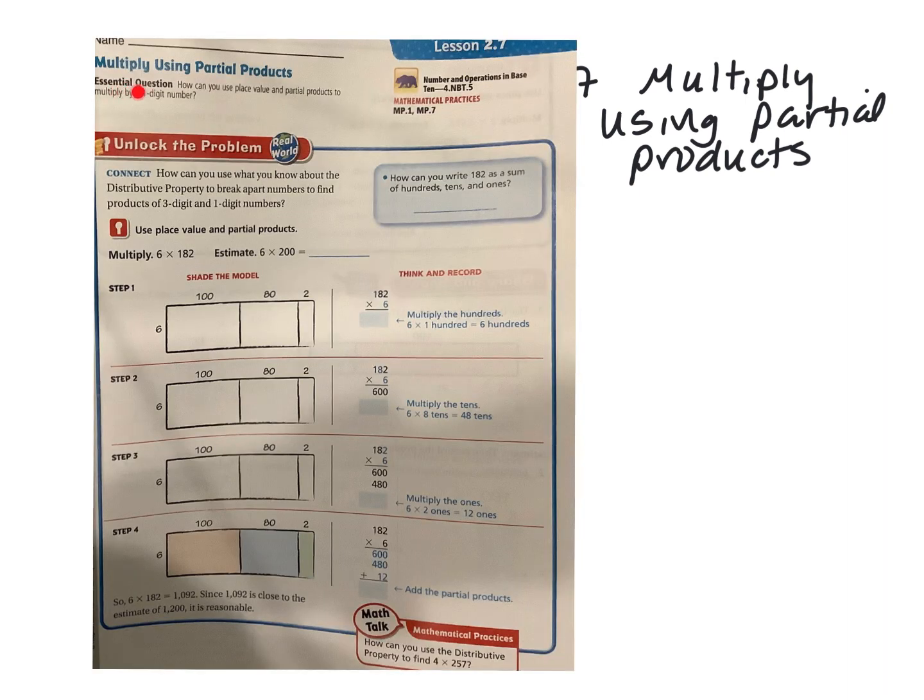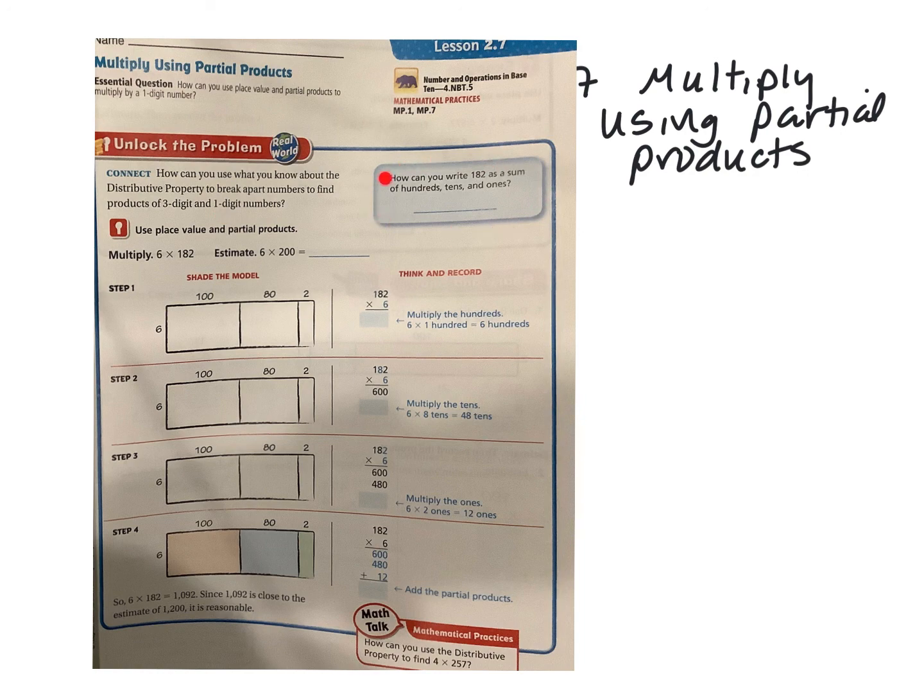Okay, a quick look at our essential question. How can you use place value and partial products to multiply by a one-digit number? So we'll unlock the problem. How can you use what you know about the distributive property to break apart numbers to find products of three-digit and one-digit numbers? The answer to a multiplication problem is a product. So the answer to a three-digit and a one-digit number.